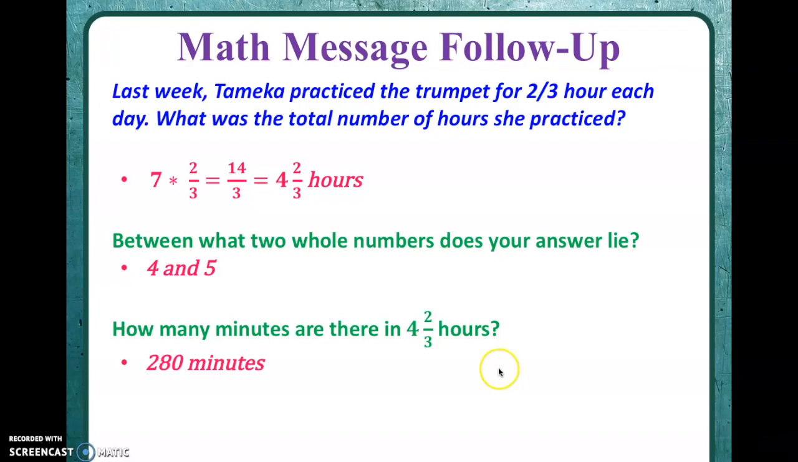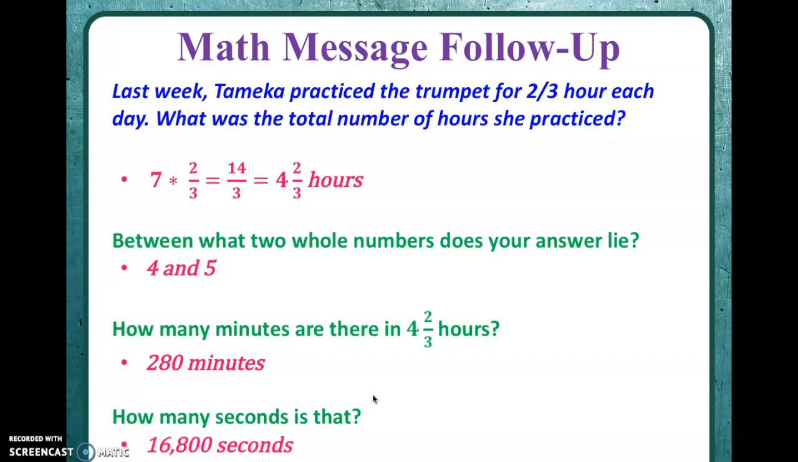Now, I forgot to say that 1/3 of an hour is 20 minutes, but 2/3 of an hour would be another 20 minutes. So that's where the 40 minutes came from. So 240 minutes plus 40 minutes is 280 minutes. How many seconds is that? Well, your calculator might come in handy here, because 280 minutes times 60 will get you 16,800 seconds.